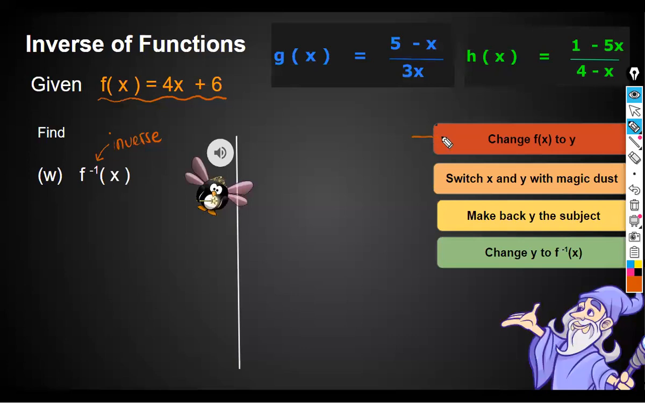Whenever you're finding the inverse of a function, I have all these steps here. Step 1. The first thing we're supposed to do is just write back the function that they gave you. The function given to us was f(x) is equal to 4x plus 6. So everyone write back the function. I didn't do anything amazing as yet. All I did was write back the same exact function that they gave us.